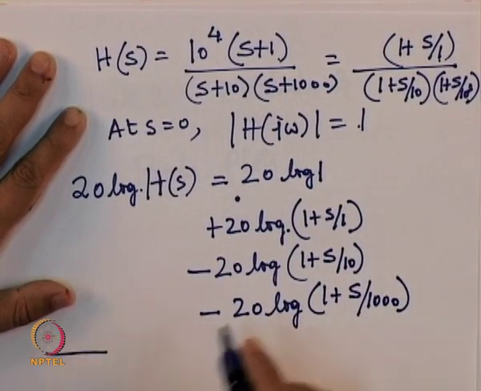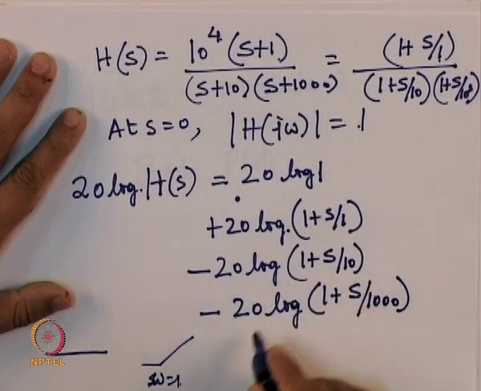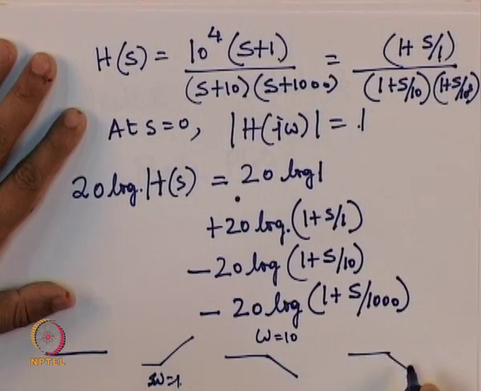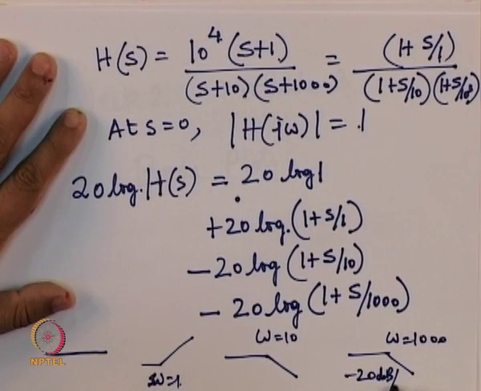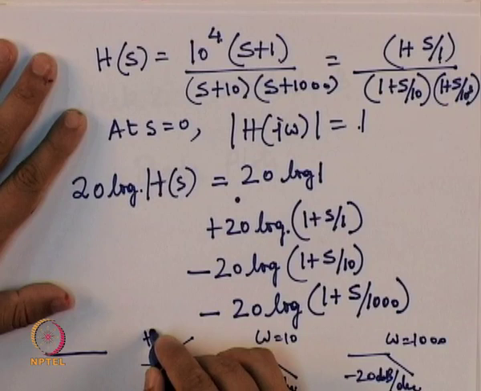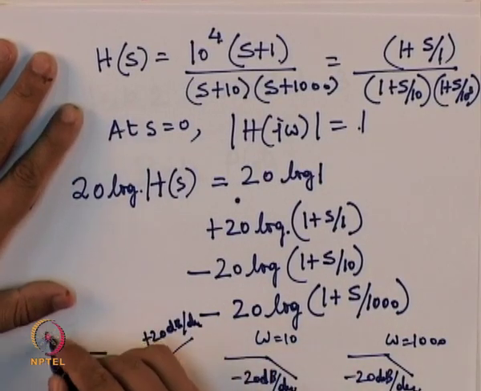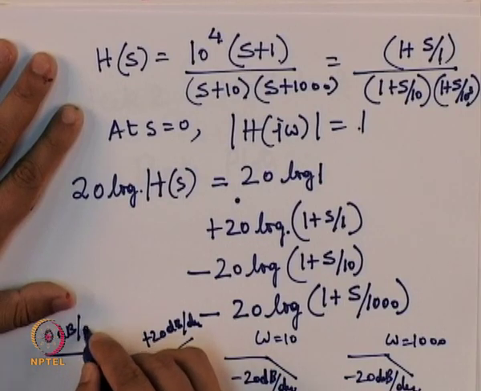So, this looks like a straight line. How does this component look like? At s equal to, or omega equal to 1, this component looks like this, at omega equal to 10 this component looks like this, and at omega equal to 1000 this component also looks like this. So, this is minus 20 dB per decade. This is also minus 20 dB per decade. This will be plus 20 dB per decade. And this is 0 dB per decade.